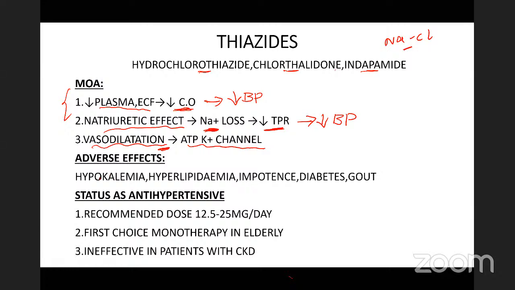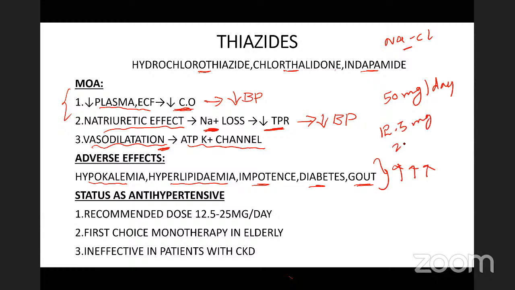So the important adverse effects we know: it produces hypokalemia, hyperlipidemia, impotence, diabetes, and gout. Whenever you use this drug at a dose of 50 milligram per day, as I said, these side effects are maximum. So that's why it is always advised to start at 12.5 milligram to a maximum of 25 milligram per day.